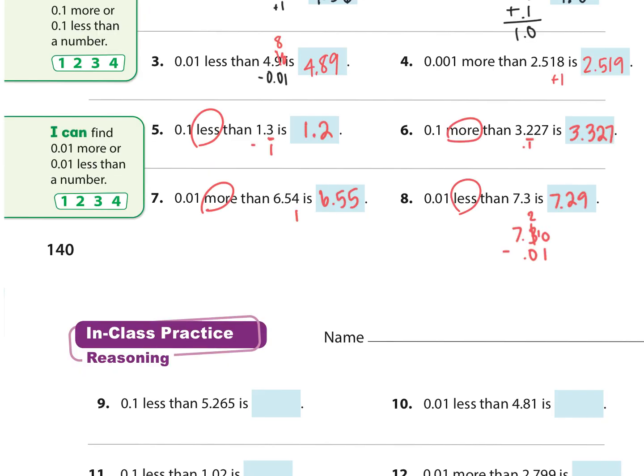All right, let's go ahead and check 5, 6, 7, and 8. On number 5, it says less than, so I'm taking away a tenth. So if I have 3 tenths and I take away a tenth, I now have 1 and 2 tenths.